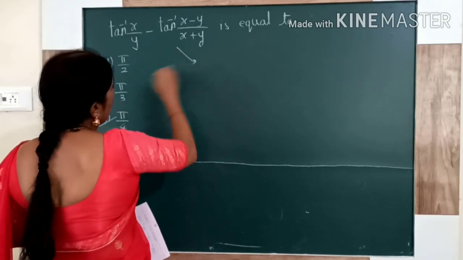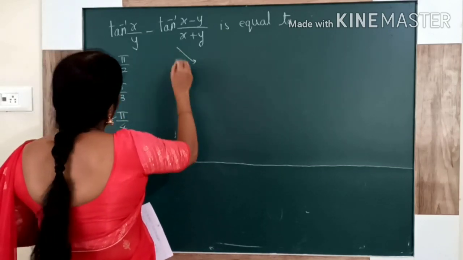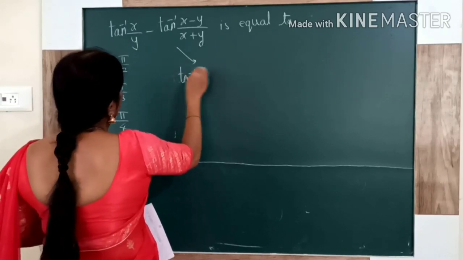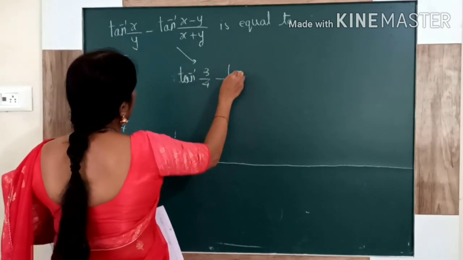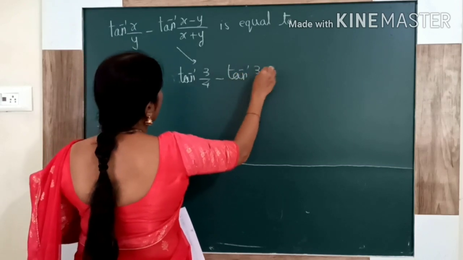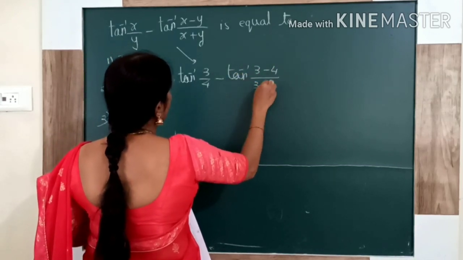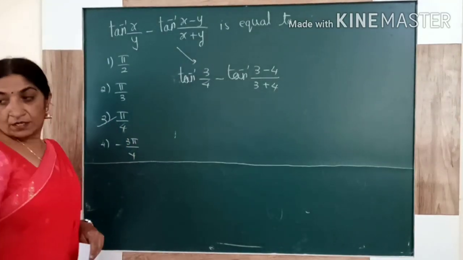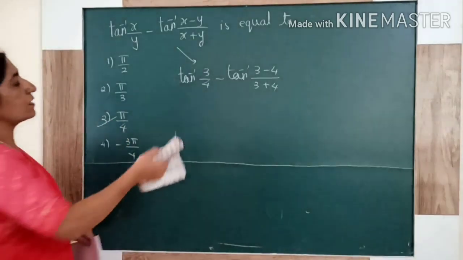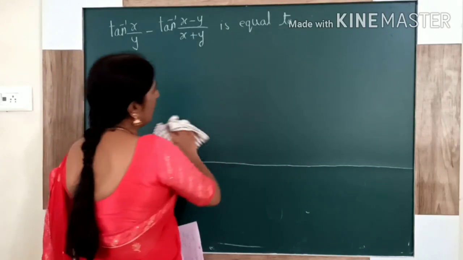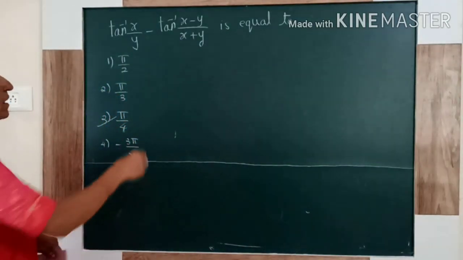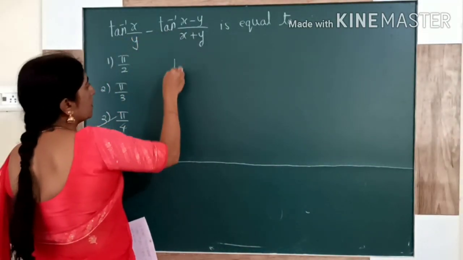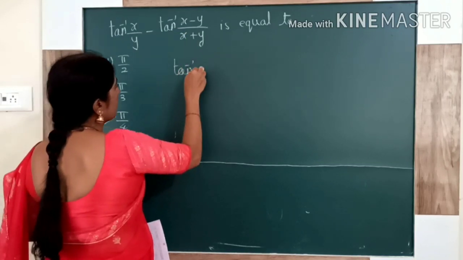And I am explaining how it is the standard result. If the problem is tan inverse 3 by 4 minus tan inverse (3 minus 4) upon (3 plus 4), without calculations you can directly write pi by 4. If you don't remember it as a standard result, sometimes it happens, at that time you can apply the tan inverse x minus tan inverse y formula and see the result.